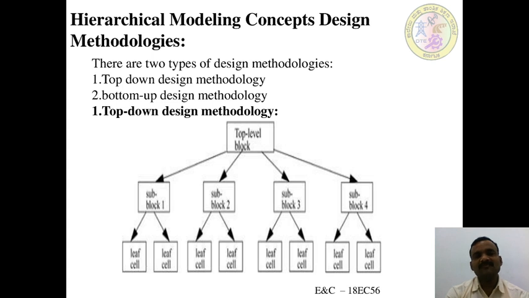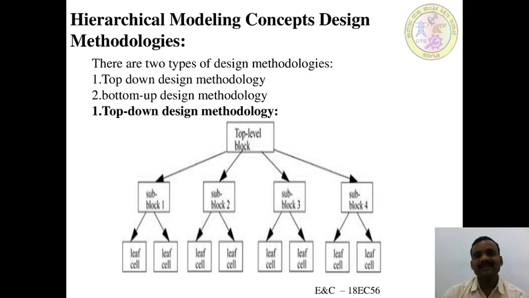There are two types of methodologies: top-down design methodology and bottom-up design methodology. Here in the block diagram we can see the top-down design methodology. First, there are three blocks: the first block is the top level block, the second block is sub block 1, and the third one is the leaf cell. What do we mean by top level block, sub block and leaf cell? This type of structure we call as what?